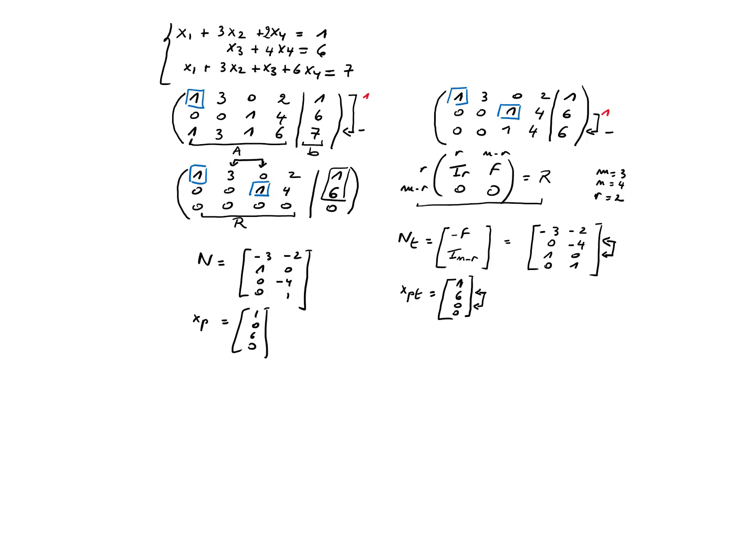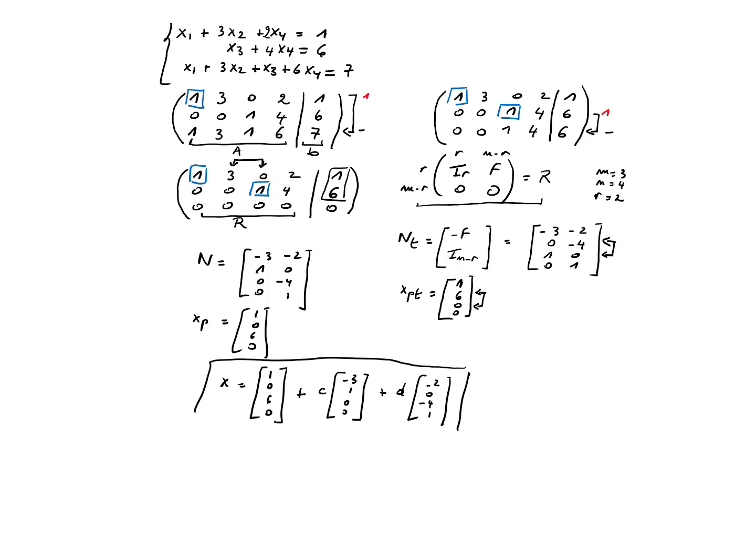So my global solution is, well, you take the particular solution 1 0 6 0 plus c times minus 3 1 0 0 plus d times minus 2 0 minus 4 1. So this is my global solution.